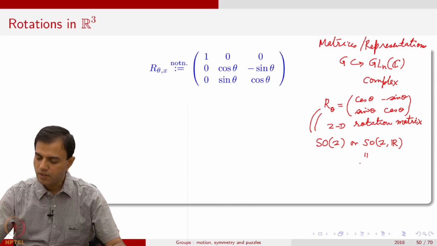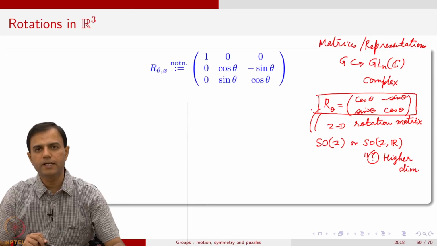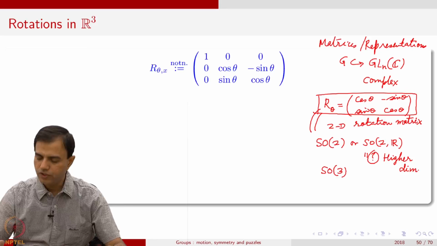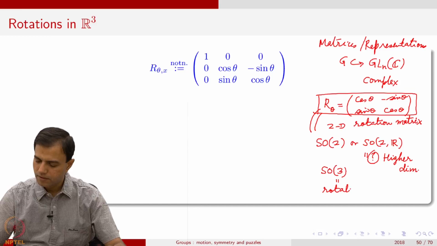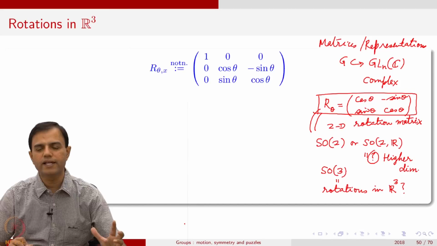Now the question is, what about higher dimensions? The calculation for this was easy because it was just the two dimensional case. But what about SO3? What about rotations in R3, the three dimensional thing? So you imagine a sphere and I am rotating the sphere. How can I understand all possible rotations of the sphere?